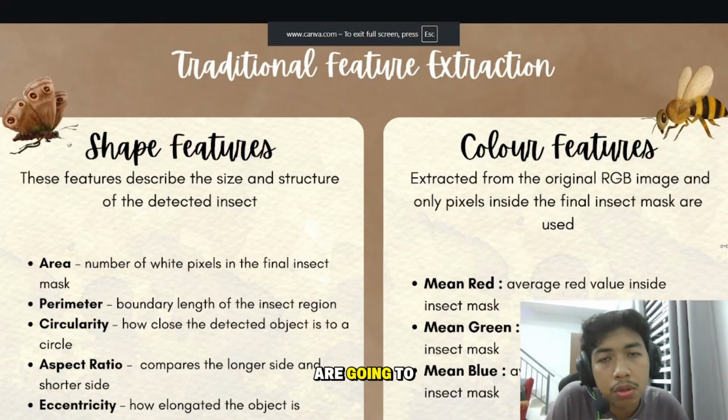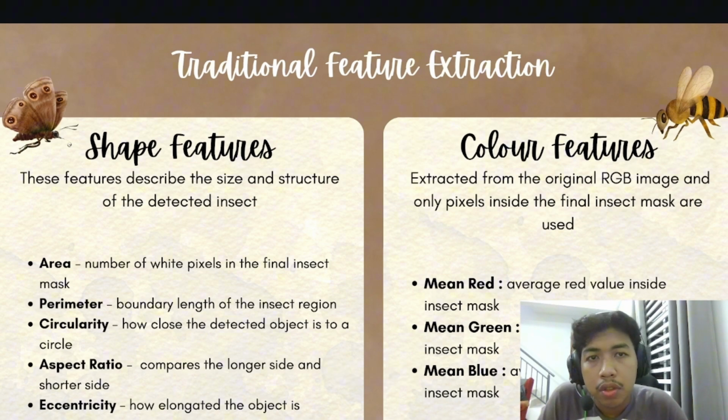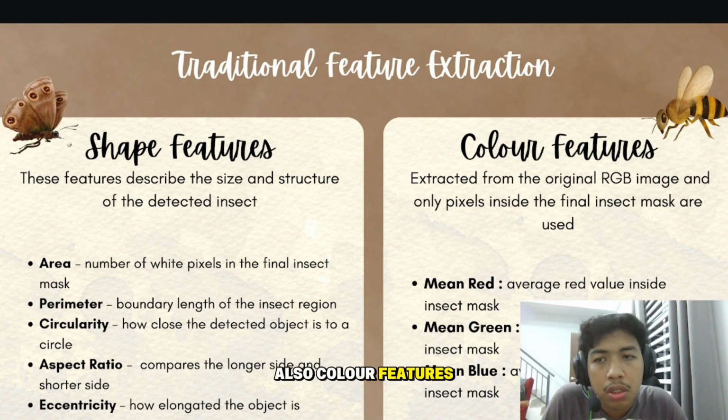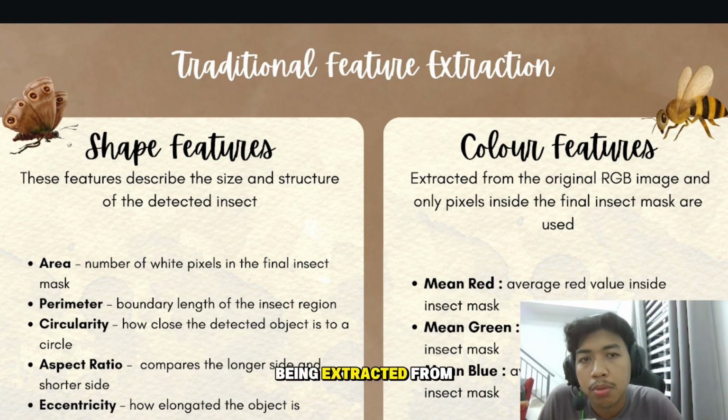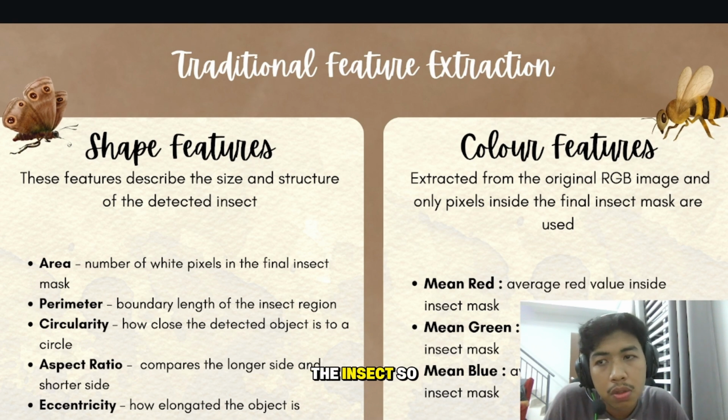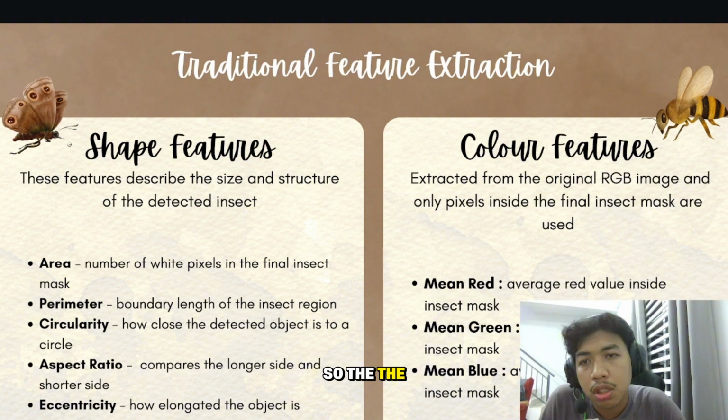So now we are going to have a look at the feature extraction that we are using in this project. There are 2 types of features being considered, which are shape features and color features. Shape features are extracted from the final binary mask of the insect. These features describe the size and structure of the detected insect. The shape features include area, which is the number of white pixels in the final insect mask, and perimeter, which is the boundary length of the insect region.